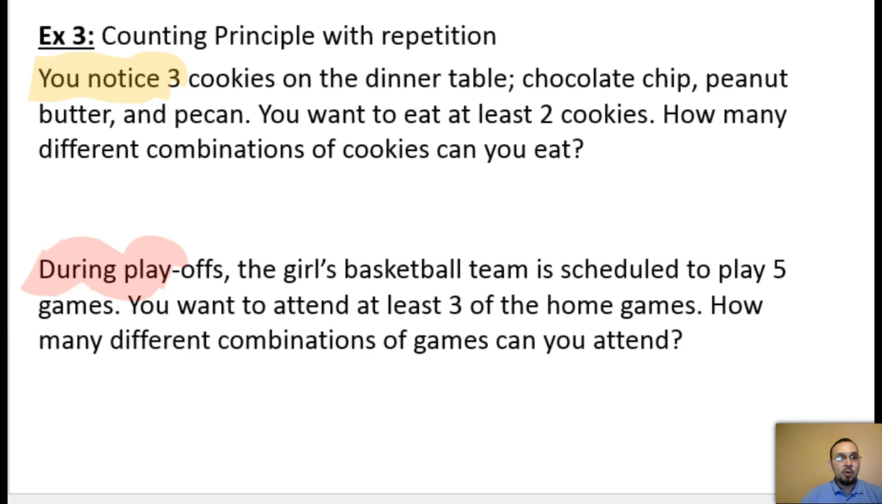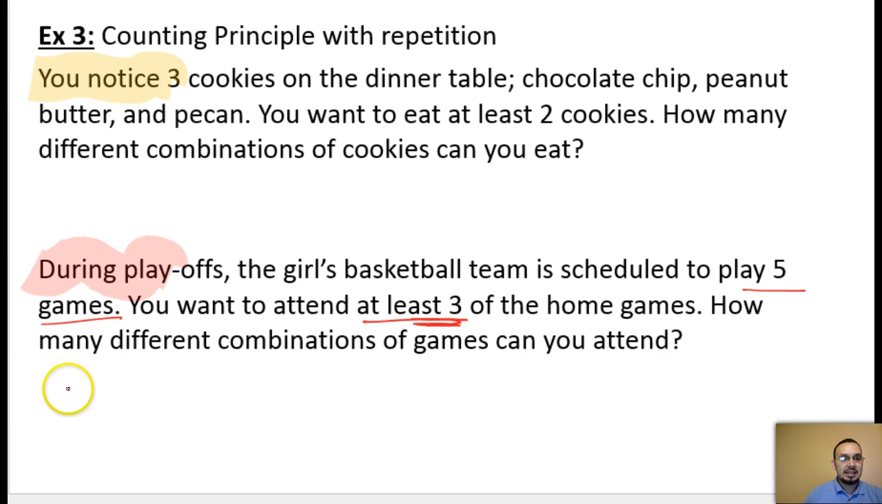We looked at most. Now let's look at an example with at least. So let's go ahead and do this red one. It says, during playoffs, the girls basketball team is scheduled to play 5 games. Okay, so I'm going to underline what is important to me. Here's my 5, and here's my games. You want to attend at least 3 of those home games. How many different combinations of games can you attend?